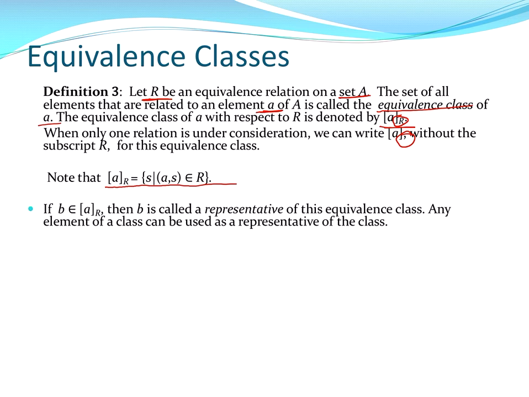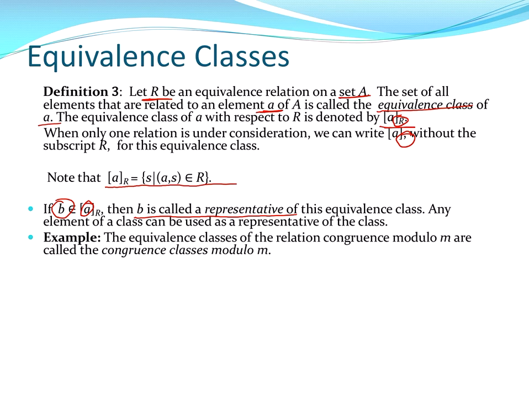We can take other elements from the equivalence class, any one of them, we'll call it b in this case, and we say that it is a representative of the class. Indeed, a could be called a representative of the equivalence class. Any element could be.